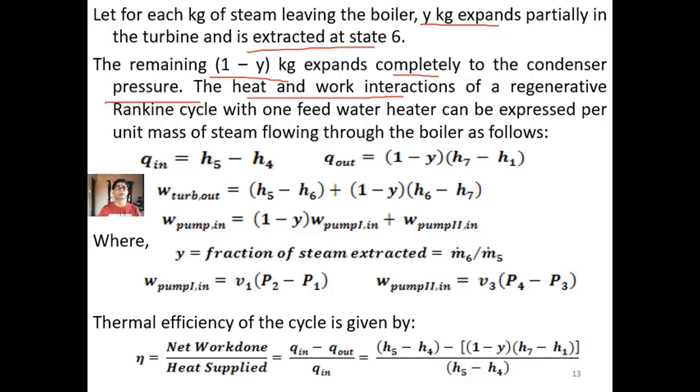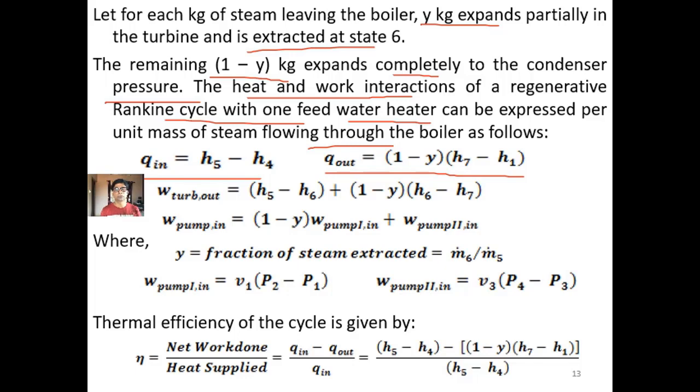The heat and work interactions of the regenerative Rankine cycle with one feed water heater can be expressed per unit mass of the steam flowing through the boiler as follows. Now let us analyze this. Q in: 4 to 5 is the boiler, so H5 minus H4. Q out, what is lost in the condenser, is (1 minus Y) into (H7 minus H1).